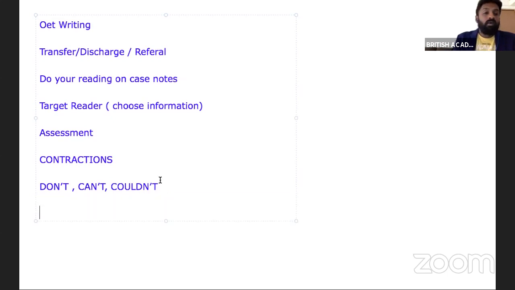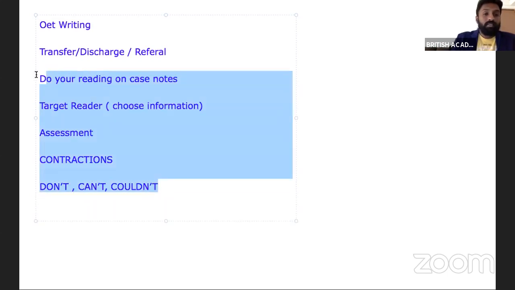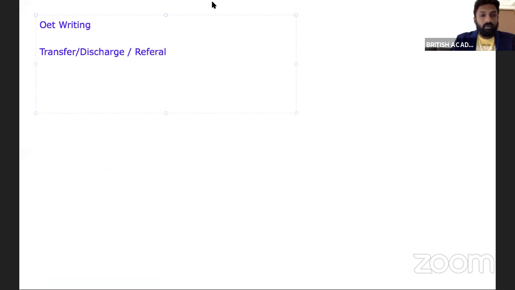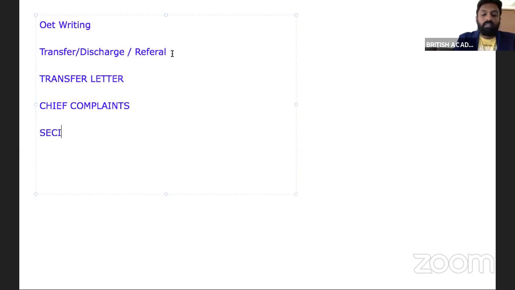Now, apart from this, what I want to share is about the transfer letter. That is something which we learn over here in OET writing. When we do a transfer letter, we need to make sure that you mention more about the chief complaints, that is the primary diagnosis, and also you mention more about the secondary complaints. Now, what do I mean by this? I have explained the structure.